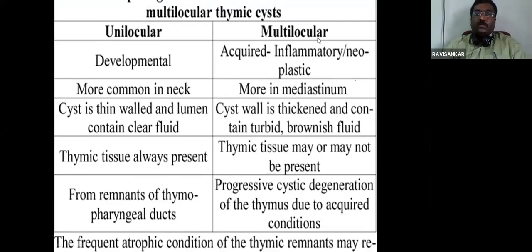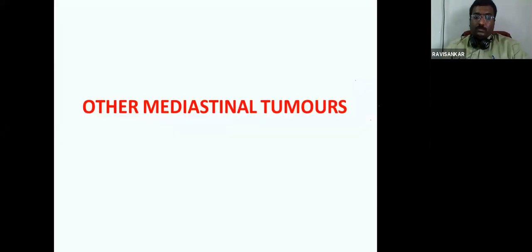Whereas the multilocular cysts usually occur in the thymus, most commonly in the adult group. They can be due to inflammation, due to acute conditions. Any doubts in thymoma?